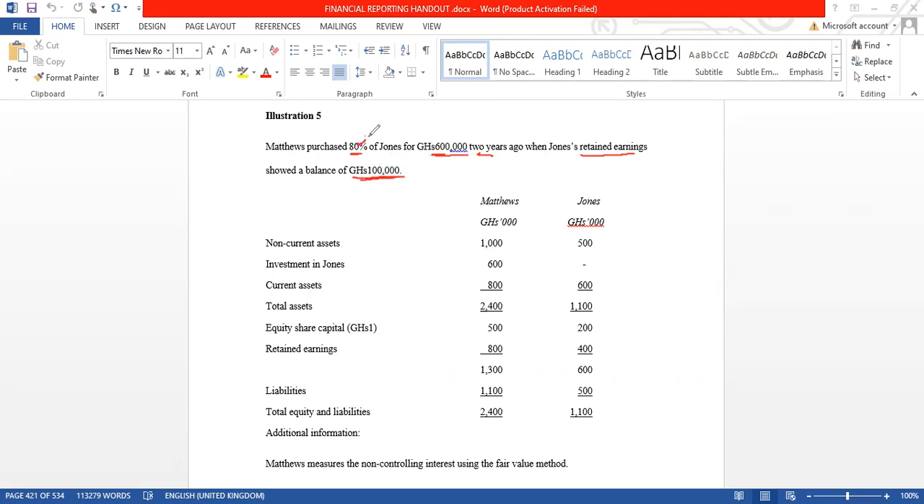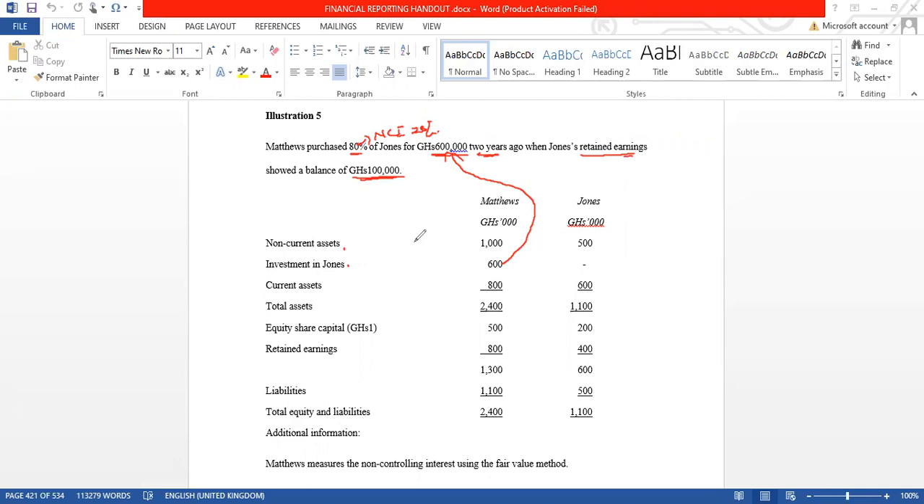So this one tells us that our NCI will be 20%. This one tells us that the timing of acquisition is 2 years ago. And we have retained earnings at reporting and at acquisition date. Now we have the investment in Jones, and this is what the investment is talking about. Sometimes if it doesn't match, if it is more, then it means that Matthew actually has other investments somewhere.